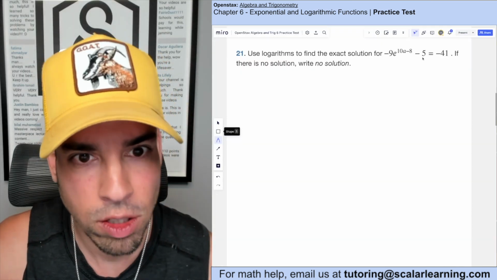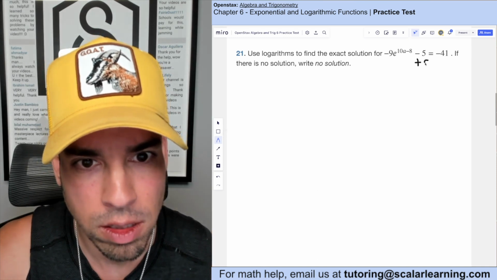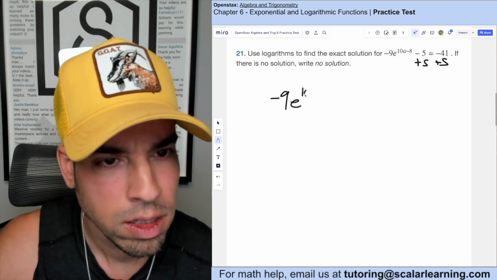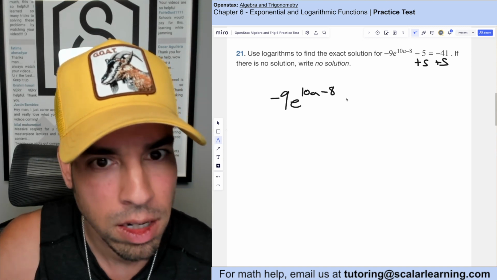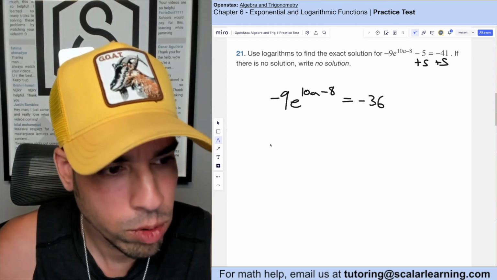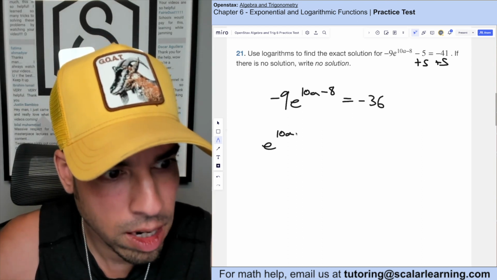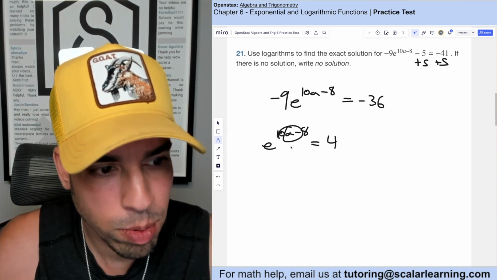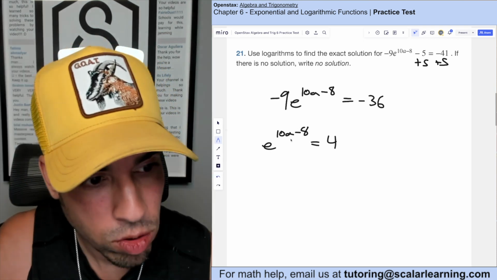So for this one, we're meant to solve. So first I'm going to do my basic isolation. I'm going to start by adding 5 to both sides, and I get negative 9e^(10a minus 8) equal to negative 41 plus 5, which is negative 36. Then I'm going to divide both sides by negative 9, and I get e^(10a minus 8) equals 4. Now I need to bring this exponential variable down, and I'm going to do that by using logarithms.